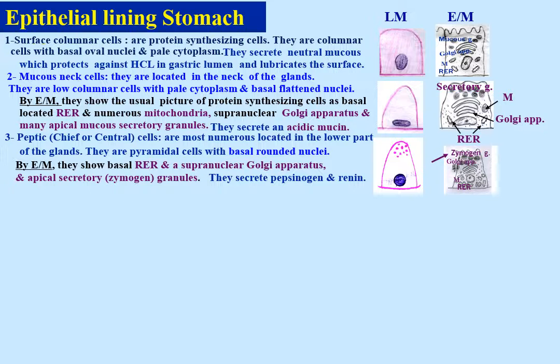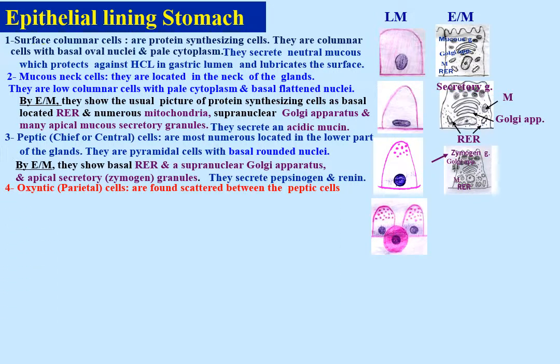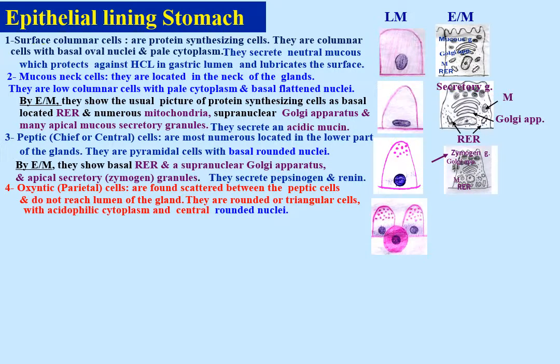Other cells are parietal or oxyntic cells. They are found scattered between the peptic cells. They do not reach the lumen of the gland. They are rounded or triangular cells with acidophilic cytoplasm and central rounded nuclei.